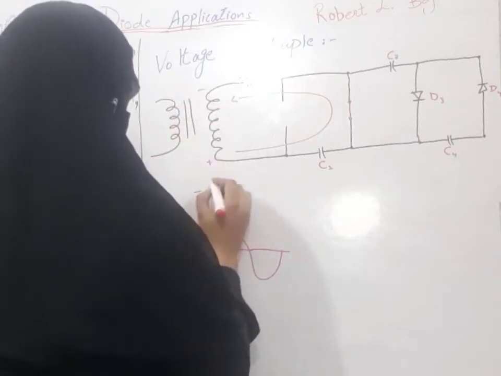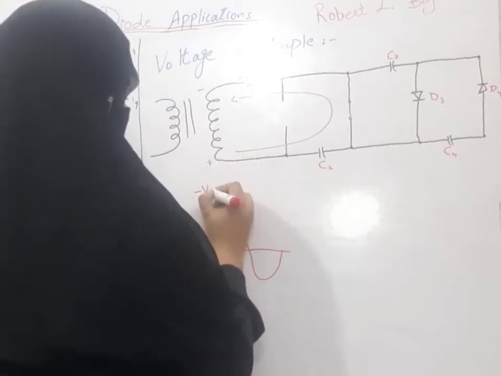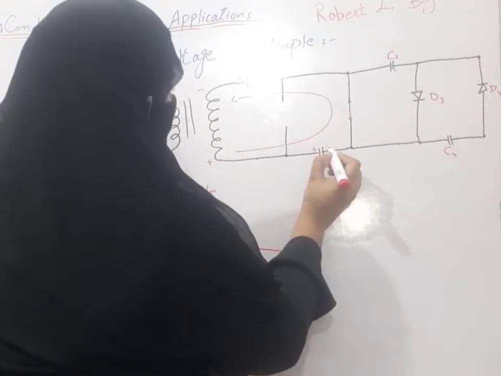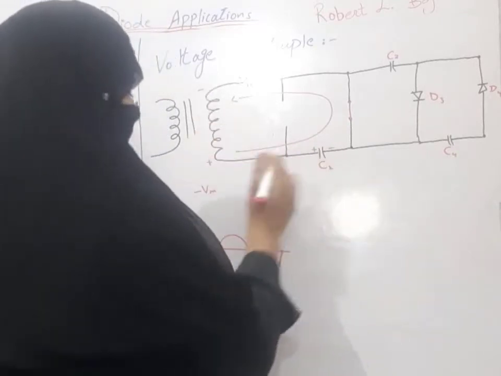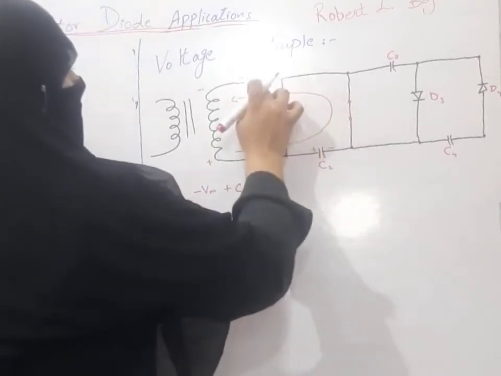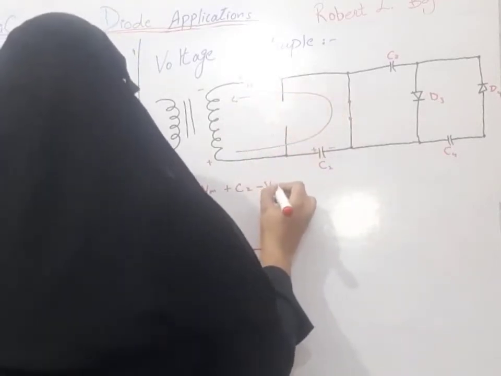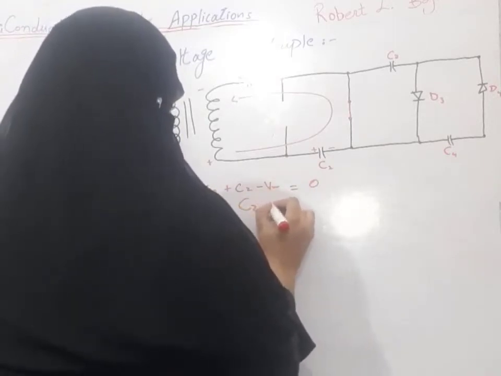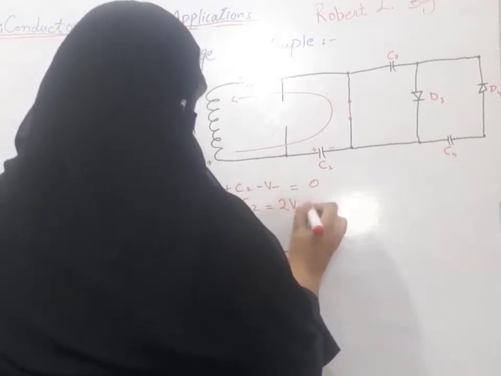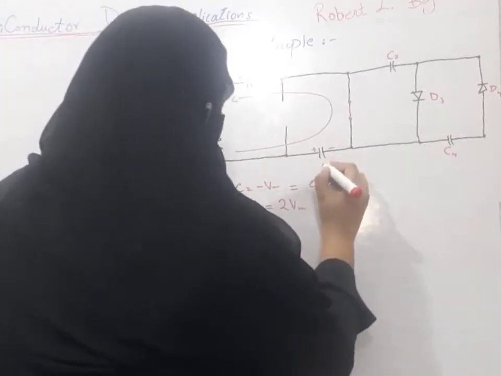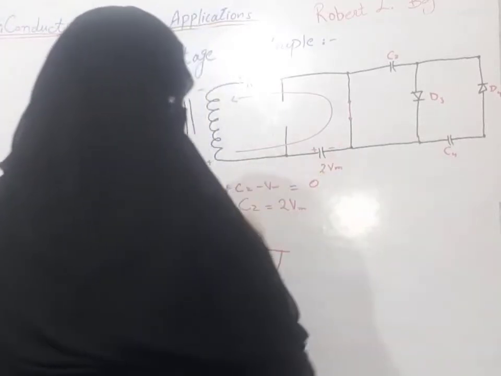Minus Vm, there will be plus, there will be minus, plus C2, and minus Vm. So our C2 will be charged to the level 2 Vm. So now our capacitor C2 is charged to the level 2 Vm.